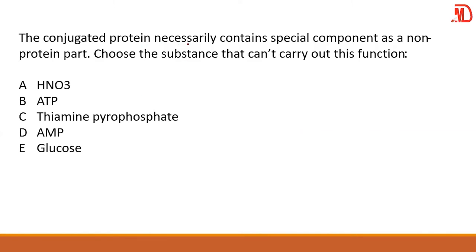The conjugated protein necessarily contains a special component as a non-protein part. Choose the substance that cannot carry out this function. In other words, which one of these is a non-protein part? So you need to understand what a protein part and a non-protein part are in a conjugated protein. What is a conjugated protein? What does it mean by a conjugated protein?